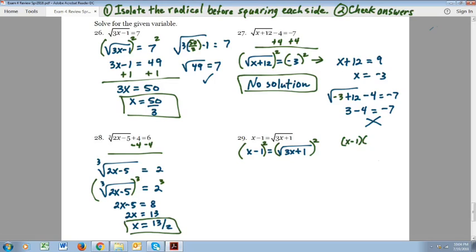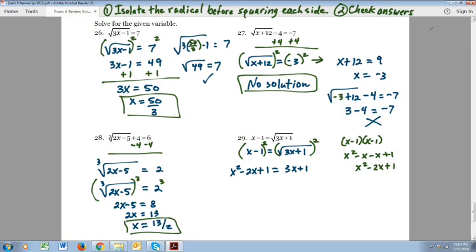And actually, this is FOIL in disguise. You're going to have to multiply two x minus 1s. So when you do that, you get x squared minus x, minus x plus 1. Of course, a minus x and a minus x make minus 2x. And so on the left, we're going to get x squared minus 2x plus 1. Of course, on the right side, we just get 3x plus 1.